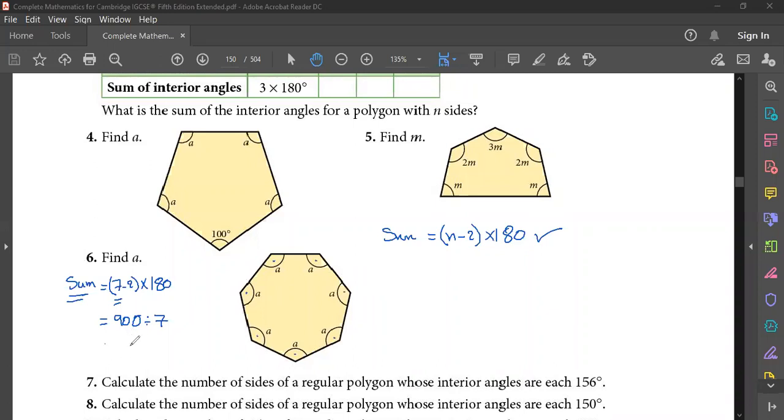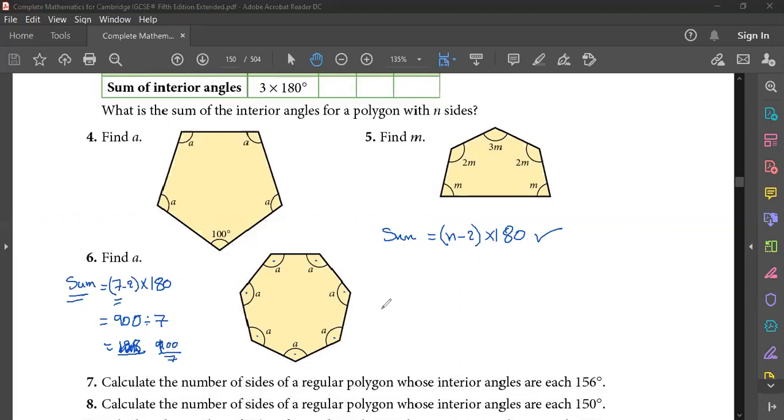128.6 rounded. Rounded to decimal places. As a fraction, what did you get? 900 over 7. Let's keep it as a fraction because we care about accuracy here.